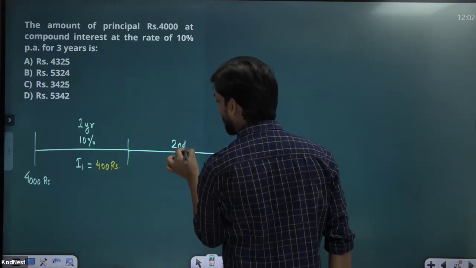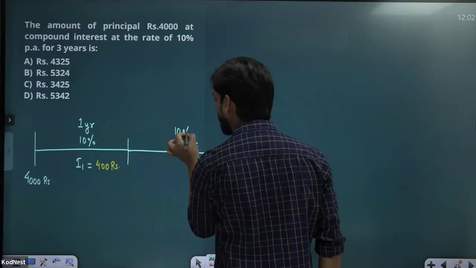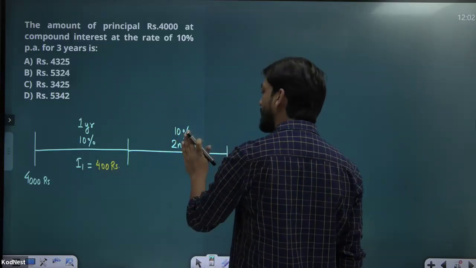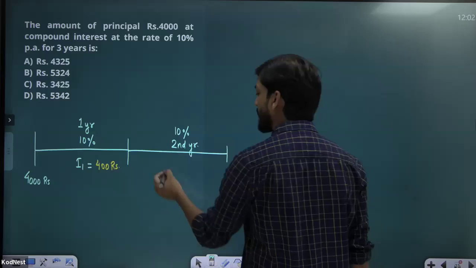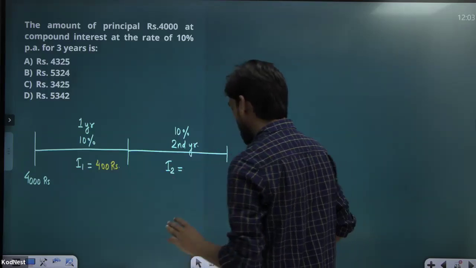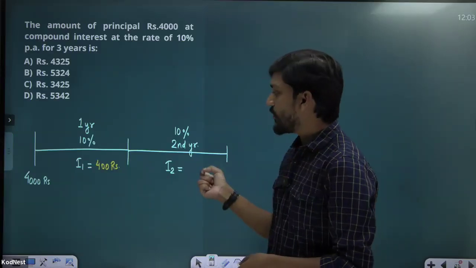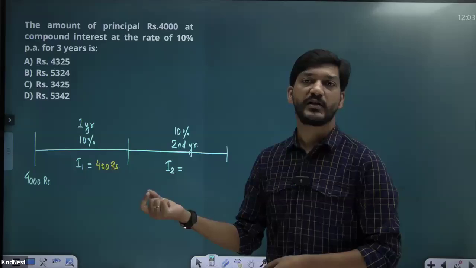Second year. Again, you will calculate 10%. Now, when I say second year, that means only second year you will think, interest of second year. All right. In compound interest, you will get interest on principal, interest on previous interest.